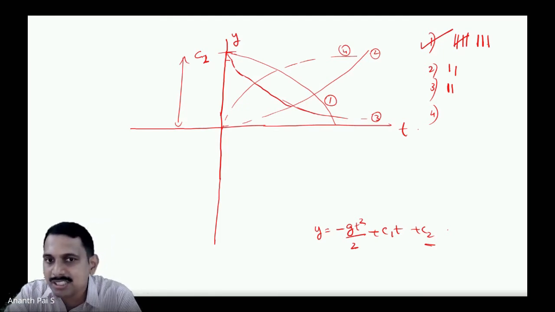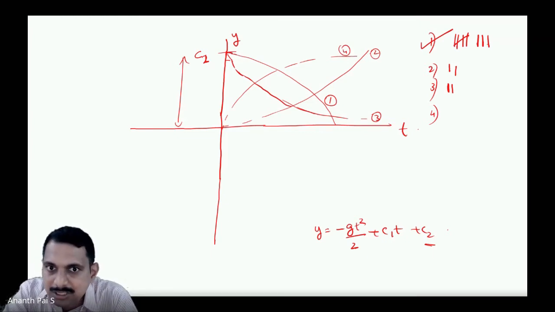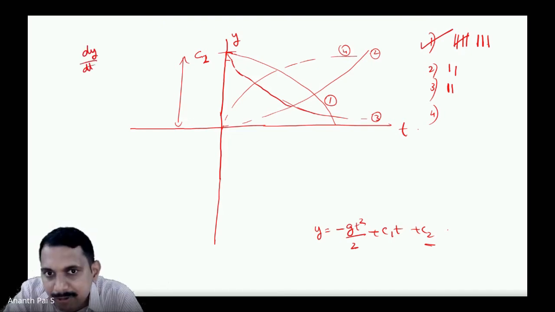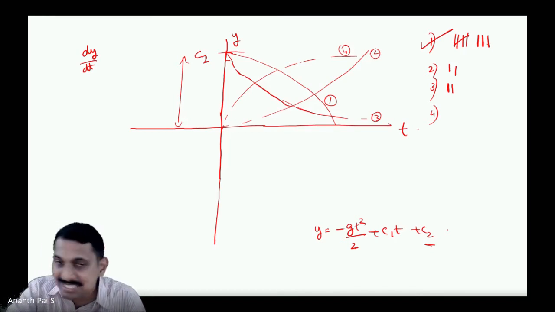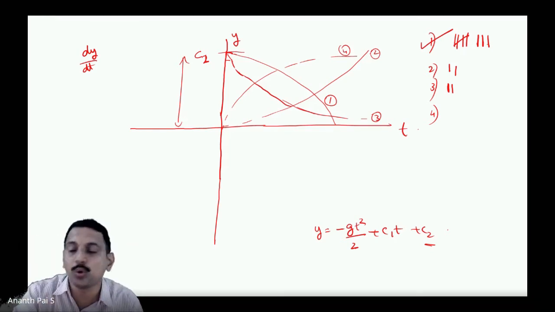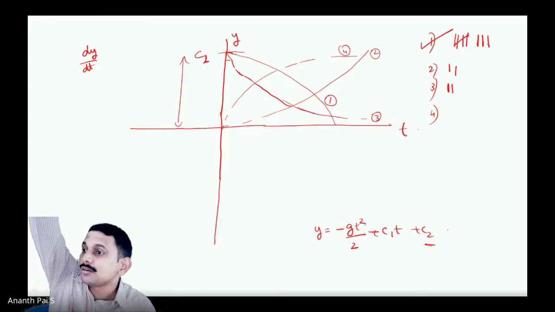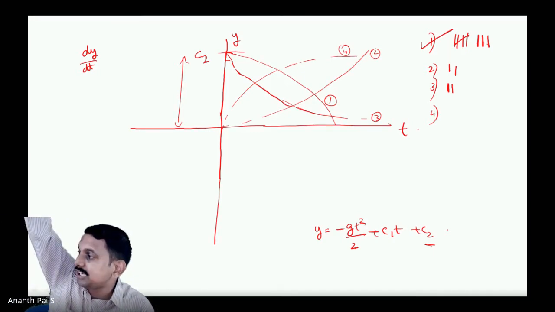See, initial velocity, if you consider, what is velocity here? dy by dt. If this is horizontal, it means dy by dt is 0. That means it is left from rest.